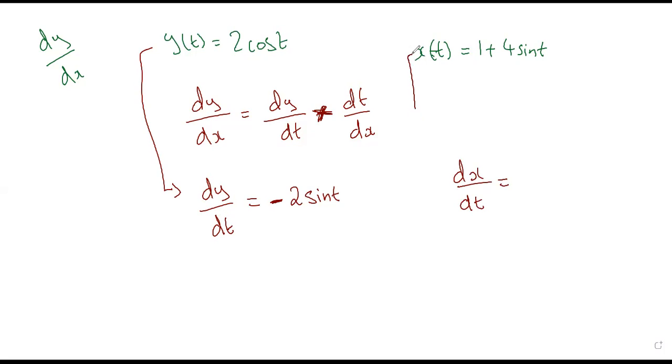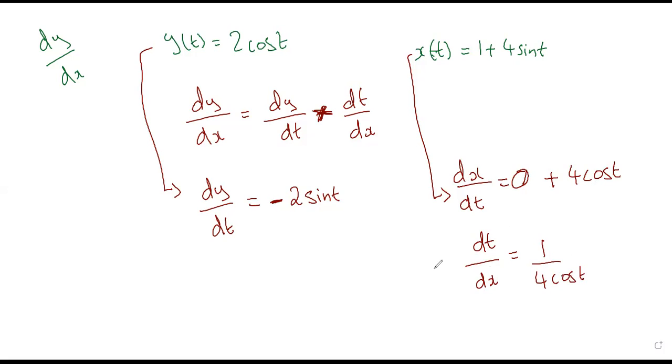And what is dx by dt? Derivative of 1 would be 0, right? Derivative of any constant is 0. It will be 4 cos t. Very good. And what is dt by dx? Dx by dt is 4 cos t, so dt by dx will be 1 by 4 cos t. Excellent.